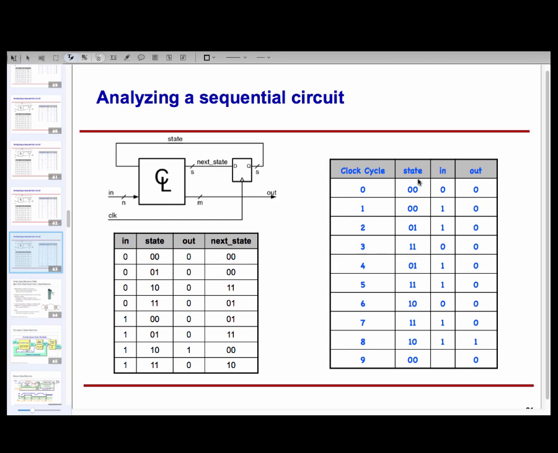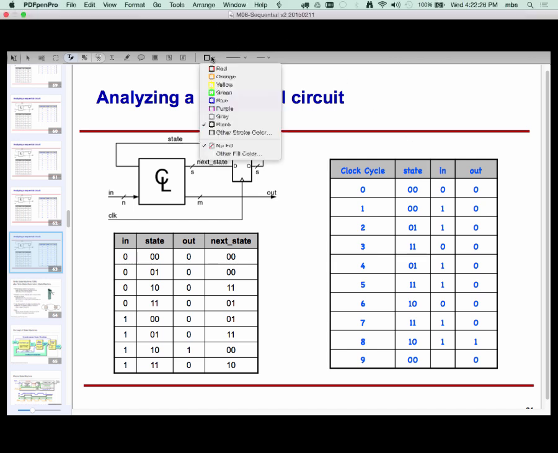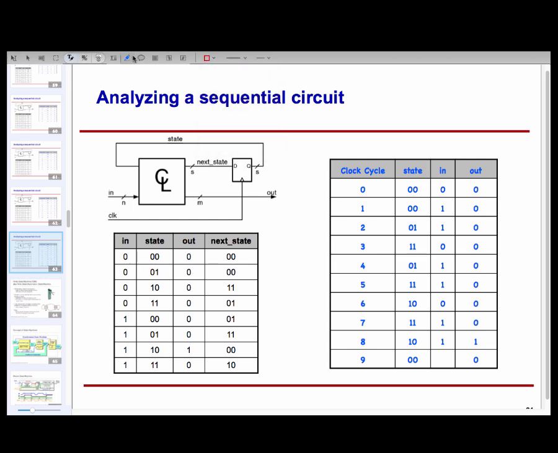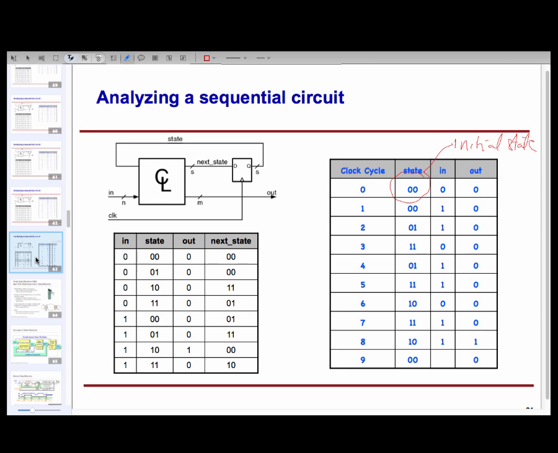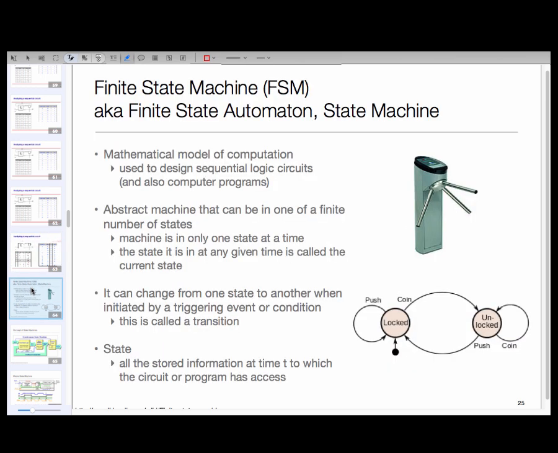So this is the initial state, and that is quite important in this. Okay, so now let's try to pop a level higher. We can certainly do this truth table and this kind of diagram over time and draw a waveform and all, but that's too messy, that's too low level.